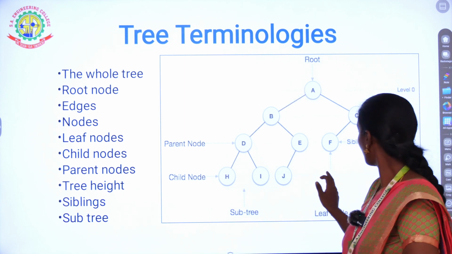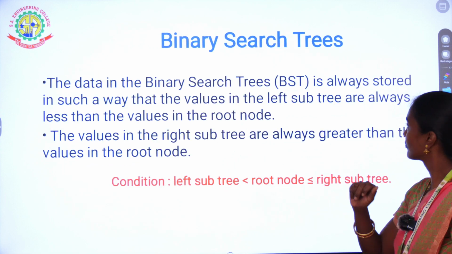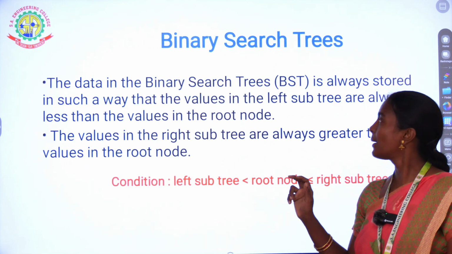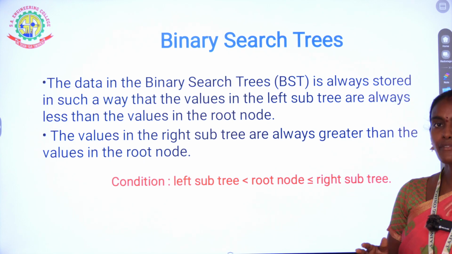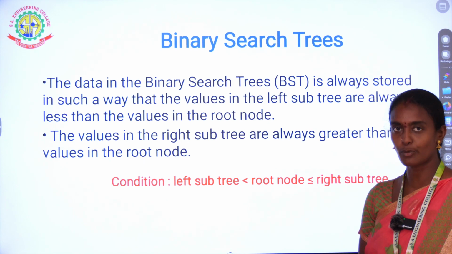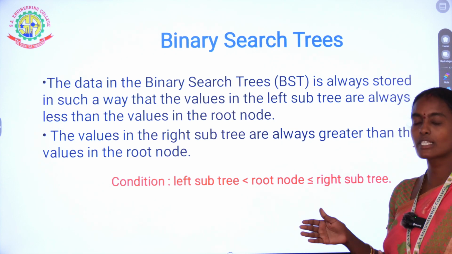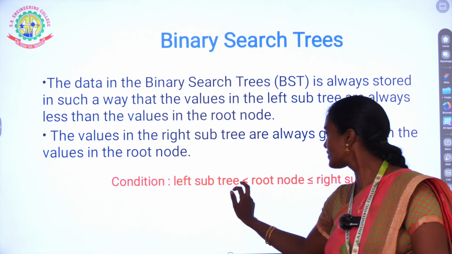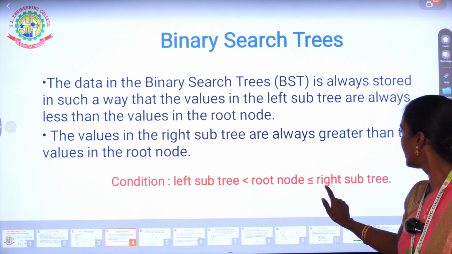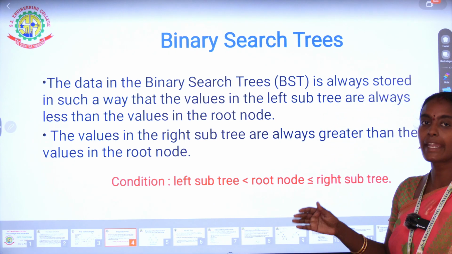Next we are going to see about the binary search tree. A binary search tree is always stored in such a way that the values in the left subtree are less than the value of the root node, and the right subtree values are greater than the root node. The condition for the binary search tree is: left subtree less than the root node, and right subtree greater than the root node.